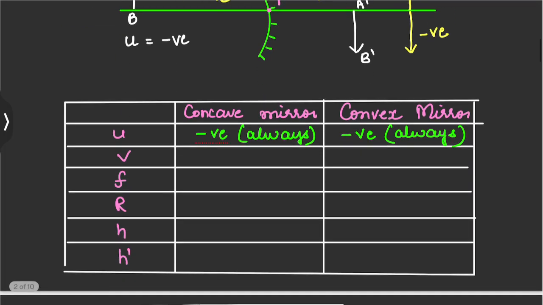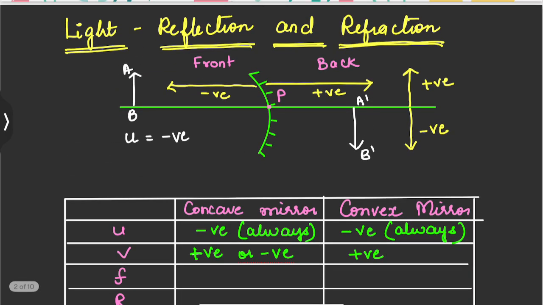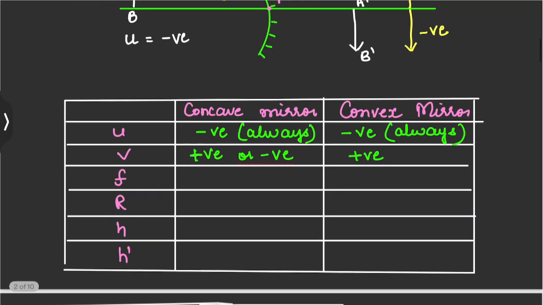Therefore, for the concave mirror, it can be positive or it can be negative. It depends. If it is formed in front of the mirror, then it will be negative. If it is formed at the back of the mirror, then it will be positive. Whereas for the convex mirror, it is always positive. Why is it positive? Because in the convex mirror, the image will be formed at the back of the mirror. Therefore, you will be writing it as positive.